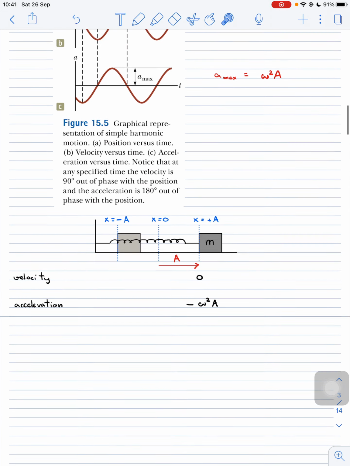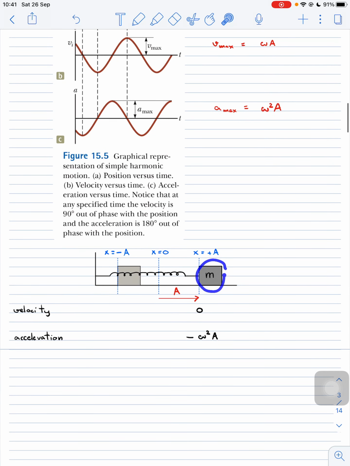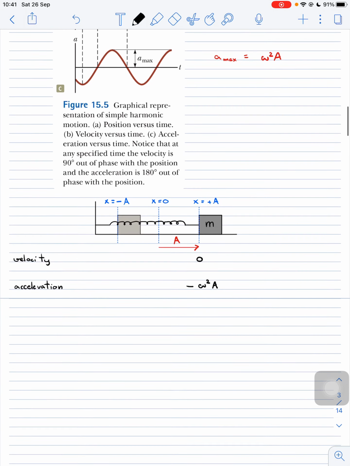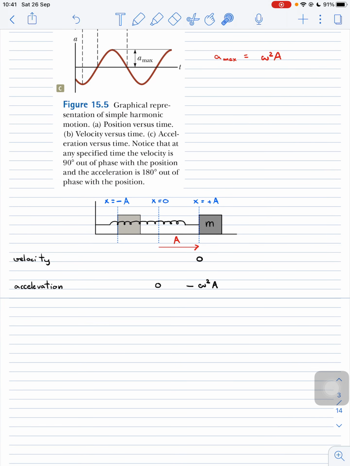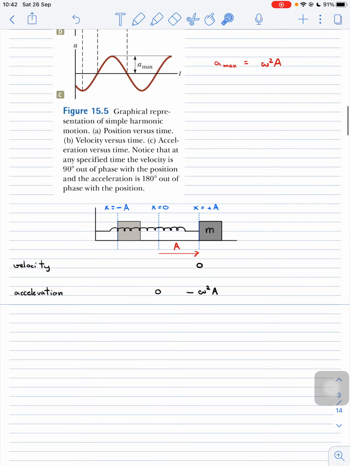Now, the block M just goes faster and faster because the direction of the force and the acceleration are the same. So the block M will go faster, until it passes the equilibrium position. At this position, the acceleration is equal to 0, because the spring is not extended or compressed anymore. The extension or compression is 0, so the acceleration must be equal to 0 as well. But then how about the velocity?